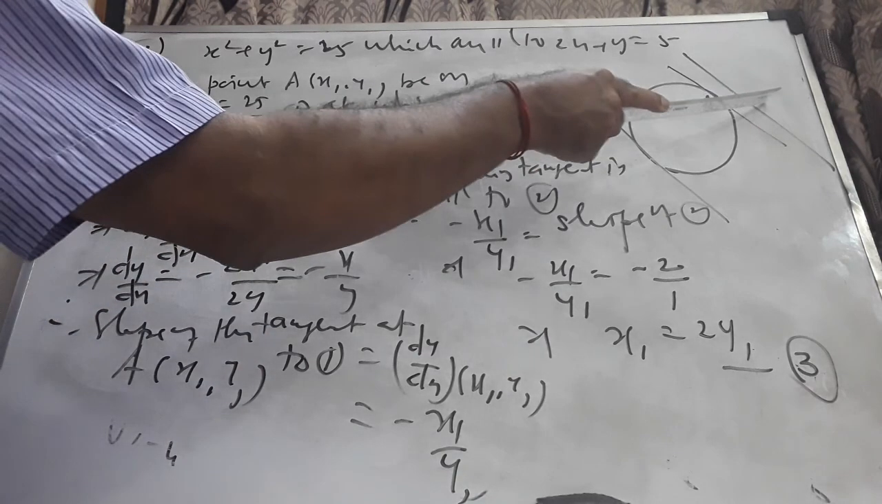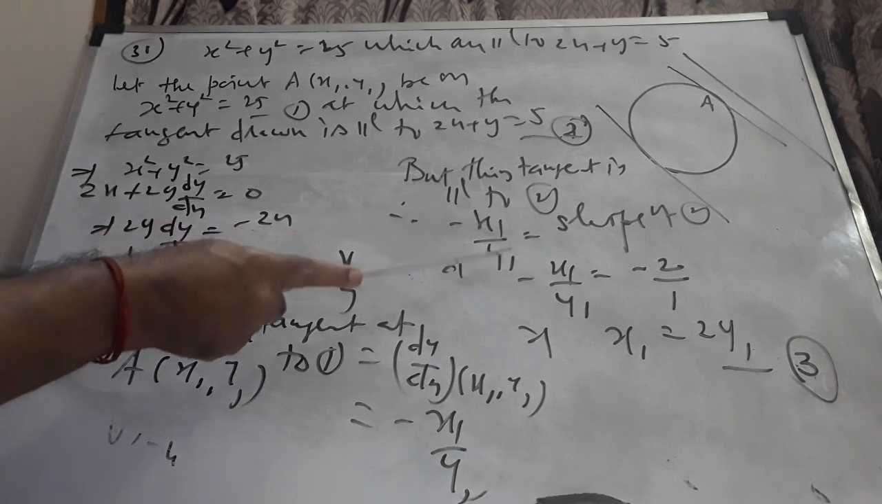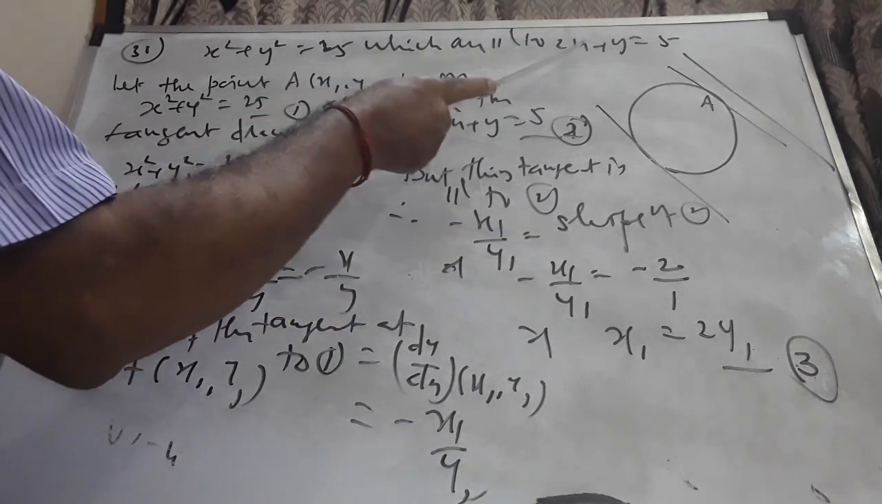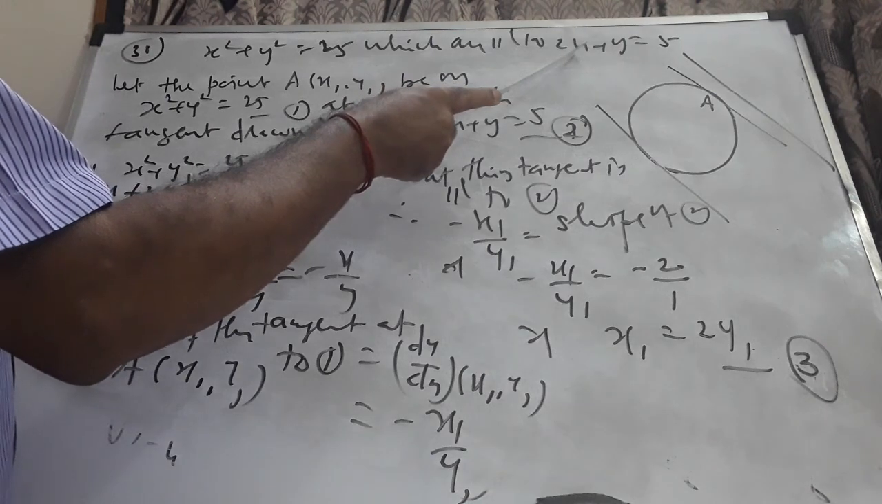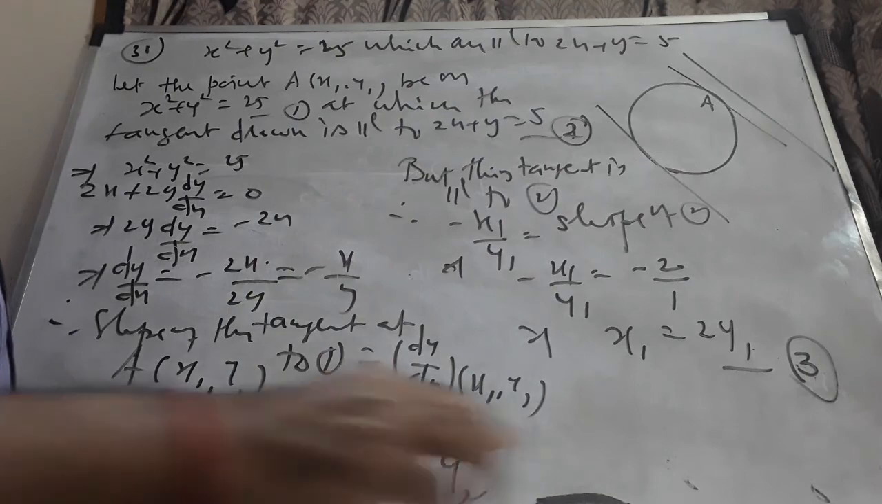But this is parallel to this line. Two lines are parallel if and only if their slopes are equal. So minus x1 by y1 is equal to the slope of 2x plus y equals 5. For ax plus by plus c equal to 0, we have slope minus a by b. Now x1 will be equal to 2y1.